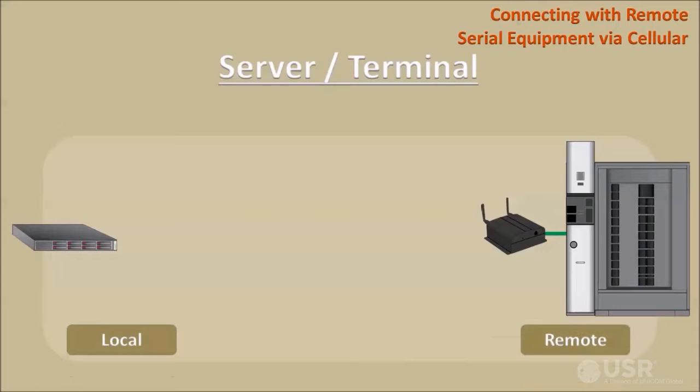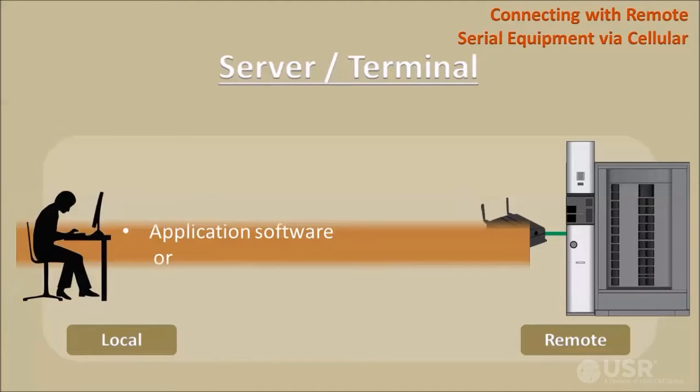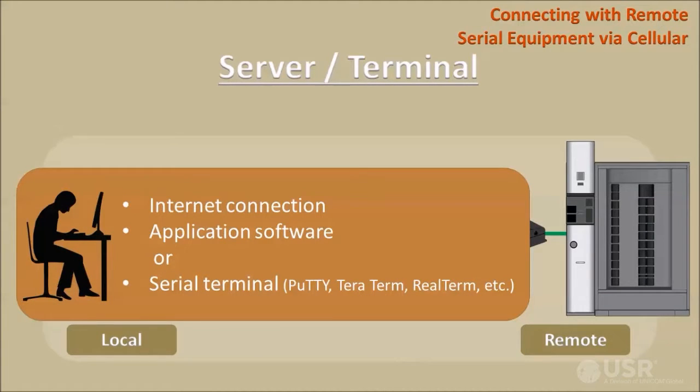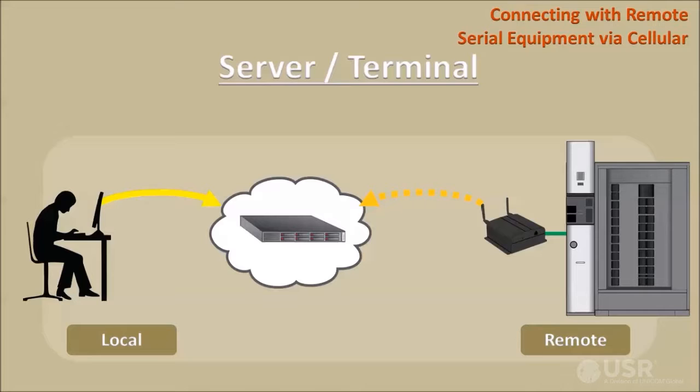At a local operations center is a host that wants to connect with the remote serial equipment. When the host is a server, it is connected to the internet and is running application software that handles the data communications. When the host is a manually operated terminal, it is connected to the internet and is running application software, or is running terminal emulation software such as PuTTY, TeraTerm, RealTerm, or others. More elaborate M2M systems may actually host the application on a cloud server. This arrangement is beyond the scope of this video.